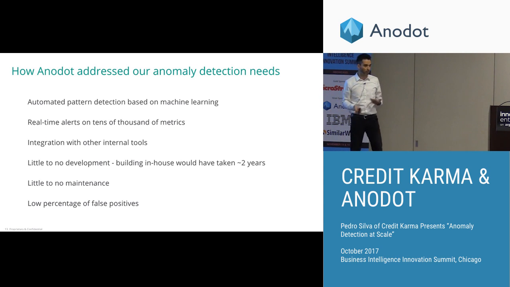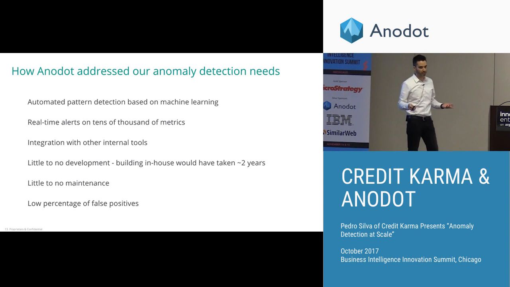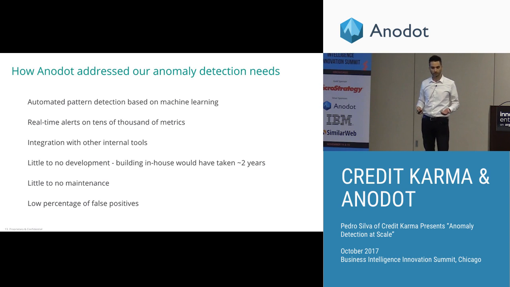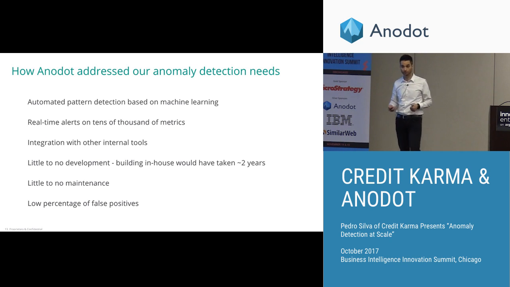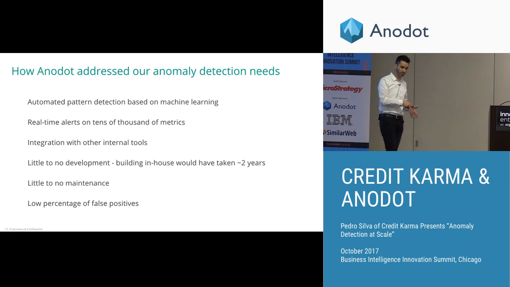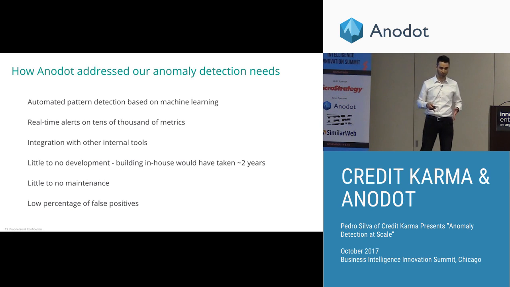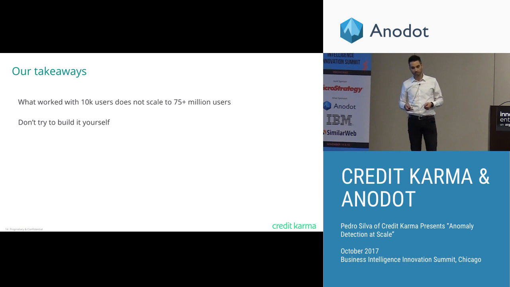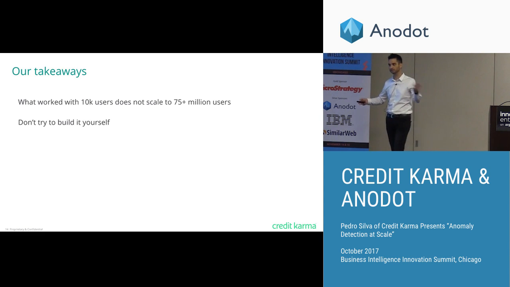So you can go to a very fine level of granularity. It integrates well with other internal tools that we use, Slack and email. I already talked about this: little to no development, little to no maintenance, and finally, a low percentage of false positives, which makes us pay more attention to the alerts because when they pop up, they're usually a real anomaly that's happening. So the key takeaways from our growth stage, from 10 million users to 75 million users, is that what worked initially does not work now at scale.